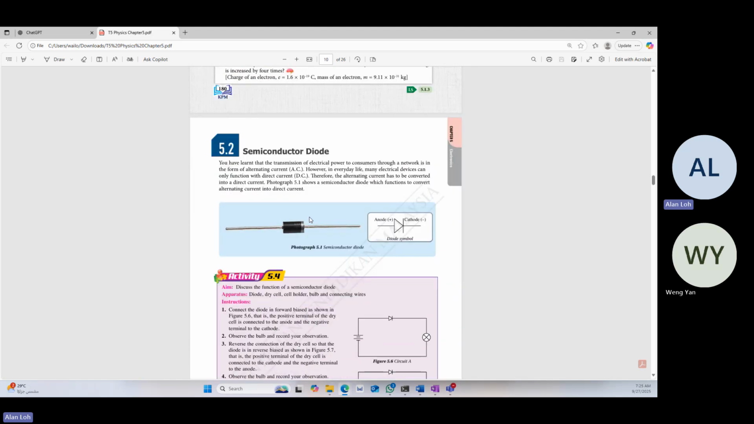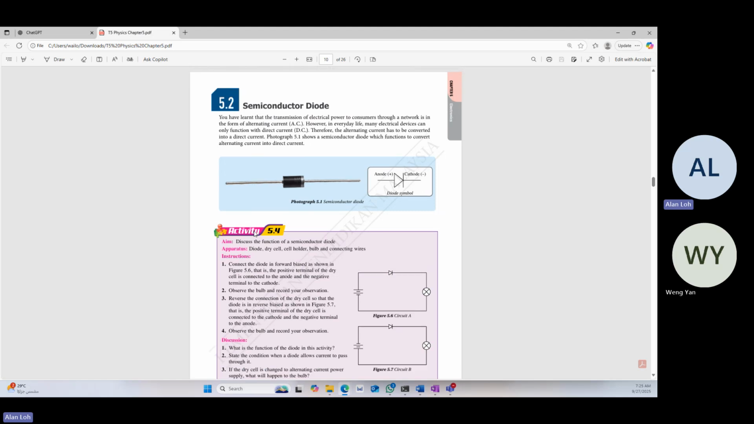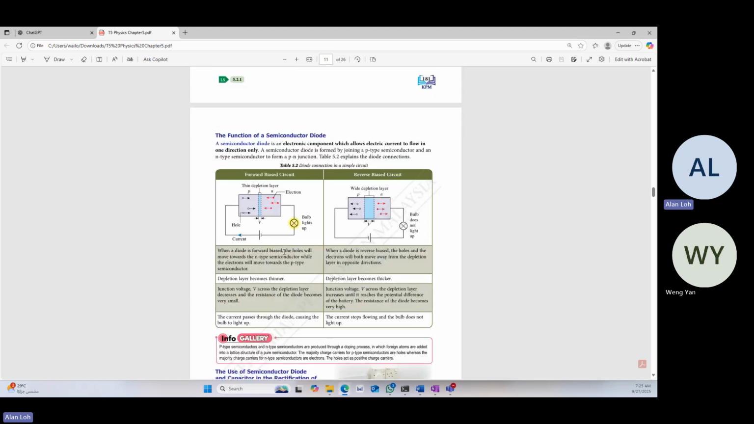Okay, and semiconductor diode. This is semiconductor. So you have anode and cathode. Then they're talking about the reverse bias and forward bias, and the thin depletion layer, and also the wide depletion layer.